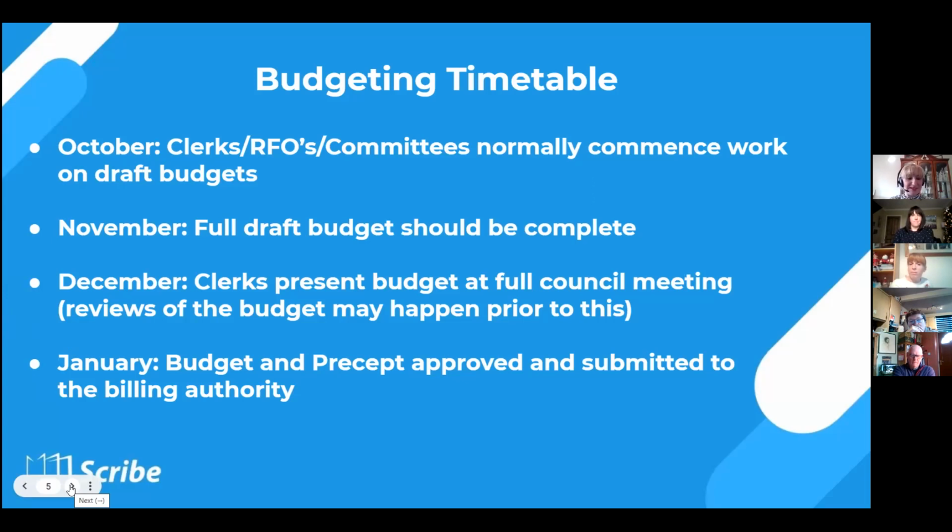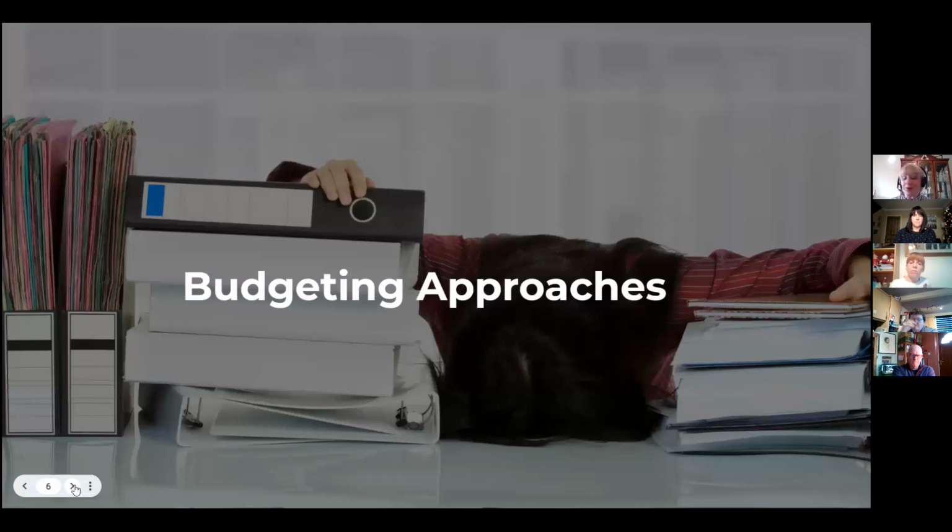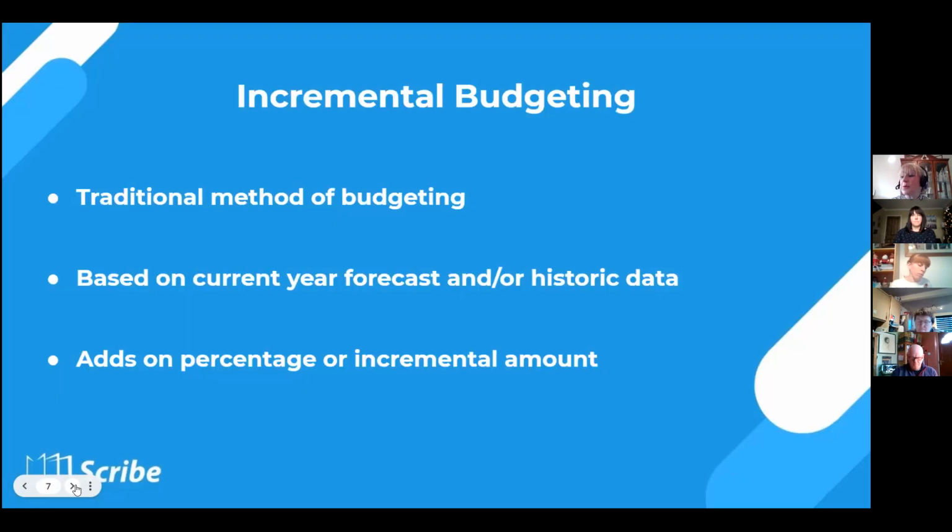Thanks, Jane, thank you. So budgeting approaches. I'm going to give you some examples today on some different types of budgeting approaches that your council could take. The first type is incremental budgeting. This is commonly the most traditional method of budgeting. It's when a percentage is added to all budget headings in order to forecast for the following year. This kind of budgeting is fairly straightforward, but could also prove to be less accurate.